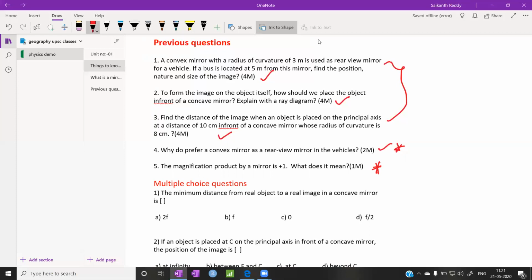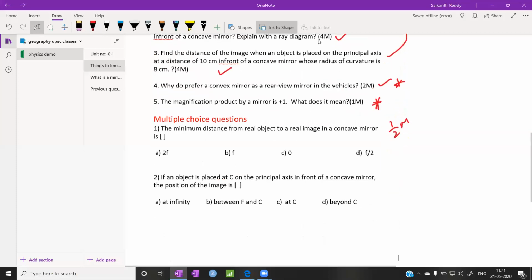And there are some multiple choice questions also, which focus on conceptual understanding and applications. See here: the minimum distance between a real object and its real image in a concave mirror is. This is also conceptual, but it is given for half a mark. You need to answer in 1 minute. How is it possible? It is possible, my dear friends, if you have strong fundamentals. Everything we will discuss going forward.